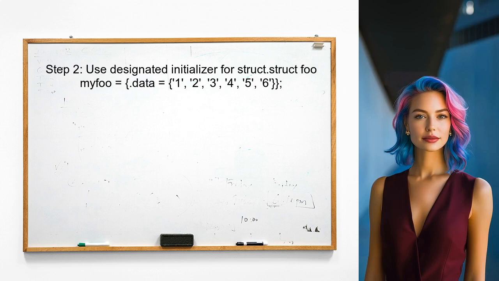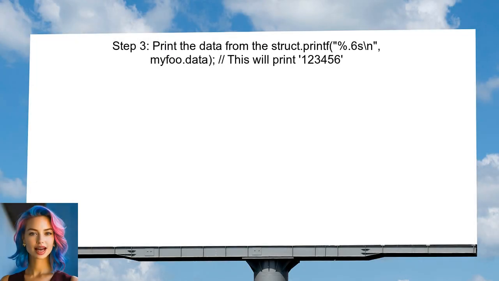Next, the user should initialize the struct in a way that respects the constant nature of the array. Instead of trying to directly assign the array, the user can use a designated initializer. After initializing the struct, the user can then print the data stored in the struct. This will ensure that the data is correctly copied and displayed.